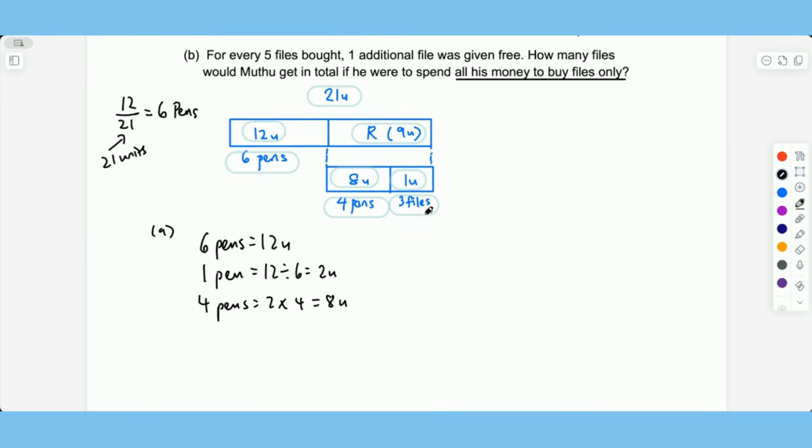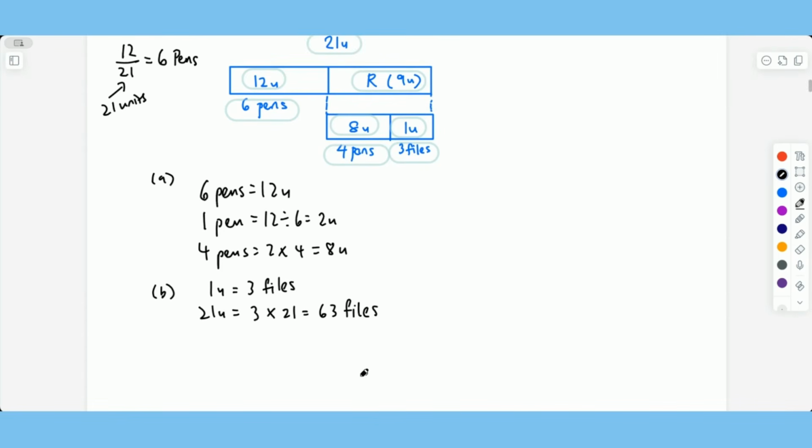1 unit can buy him 3 files. His total amount of money is 21 units. 21 units will be able to buy him 3 times 21, which is 63 files. And for every 5 files he buys, he gets 1 additional free. Hence, we need to find out how many groups of 5s are there in 63. We take 63 divided by 5. That gives us 12 remainder 3. That means there are 12 groups of 5.